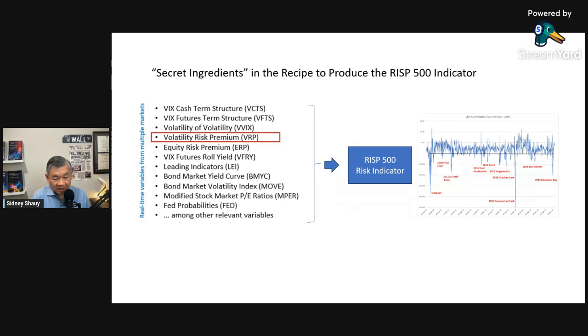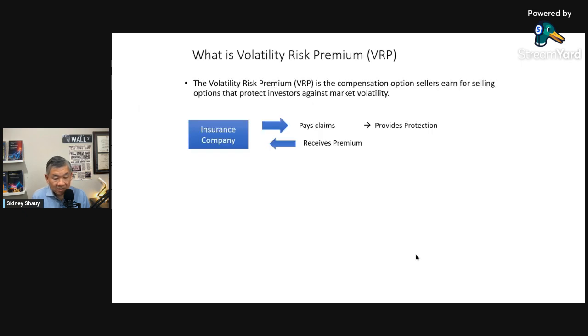What we want is for the risk 500 risk indicator to be as accurate as possible, so that's the goal. We want to make sure that happens, so that's why we are always testing and retesting everything. And the volatility risk premium is one of the variables, and it's one of the very important ones, I would say. So, what is volatility risk premium?